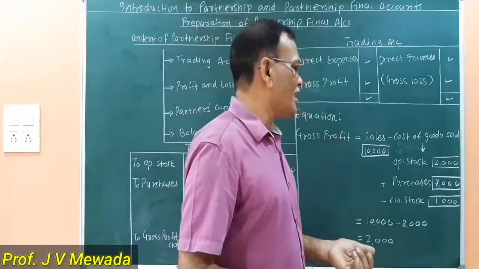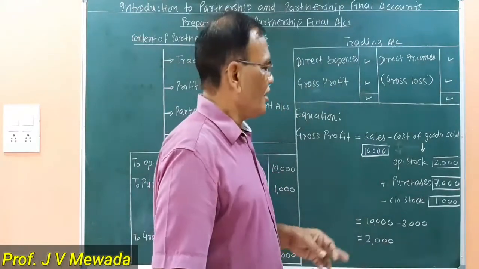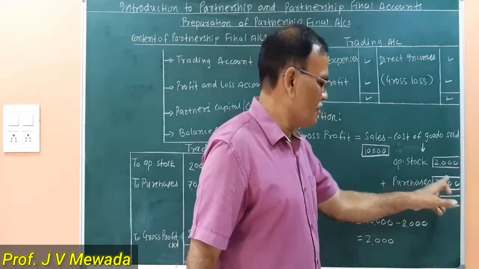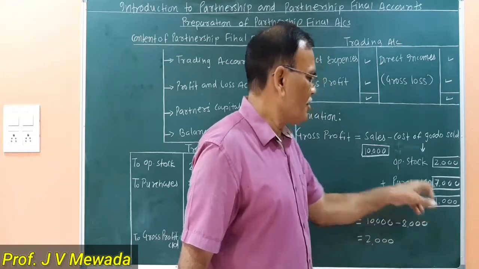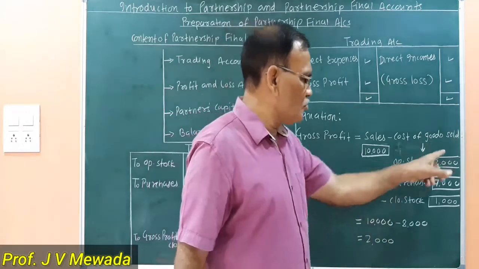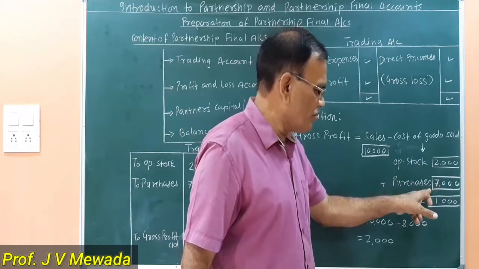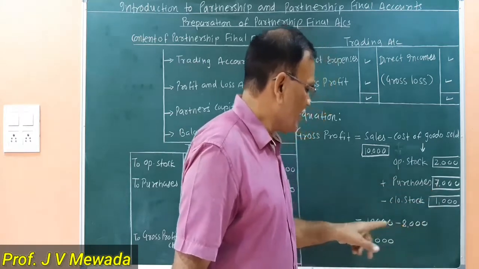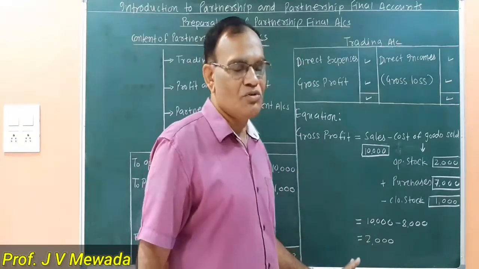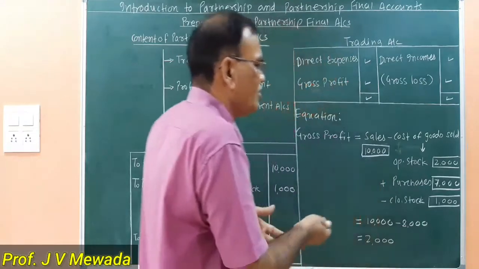I will give you an example. Suppose the sales is 10,000, the opening stock is 2,000, purchases are 7,000, and closing stock is 1,000. So sales is 10,000 and cost of goods sold is 8,000: 7,000 plus 2,000 is 9,000, minus 1,000 is 8,000. And now 10,000 minus 8,000 is 2,000. So the gross profit is 2,000. This formula is incorporated in the trading account.